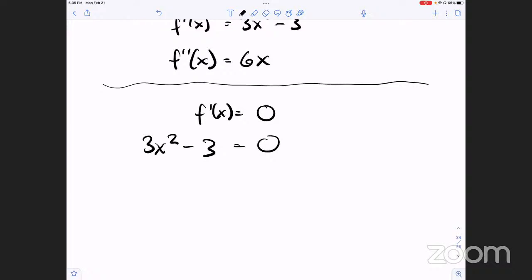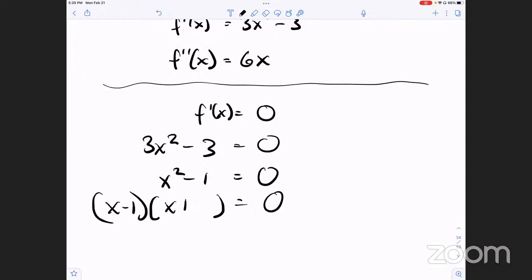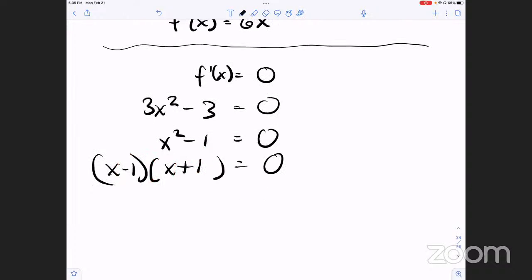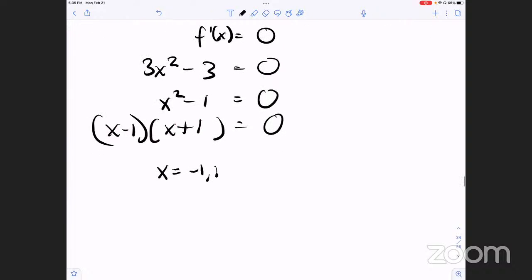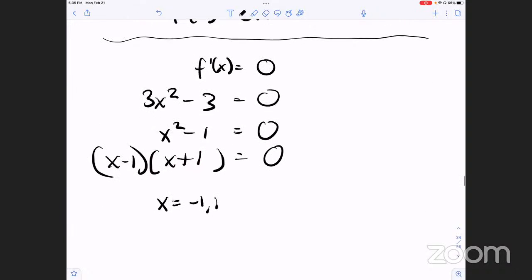We can factor out the 3, so divide all terms by 3. We'll get x squared minus 1 equals 0. This factors into x minus 1, x plus 1. This times this is a minus, they're going to cancel. Yeah, this is good. So then we get x equals -1 and 1. These are our candidates. So then we can take these and plug them into the second derivative, right?